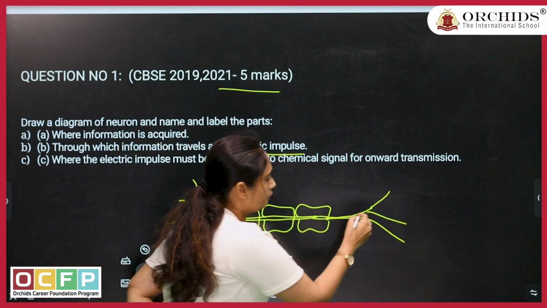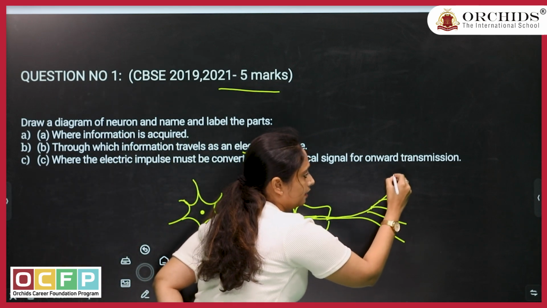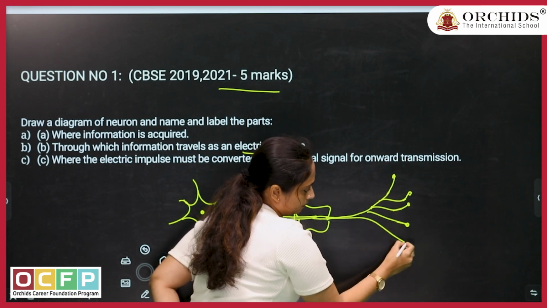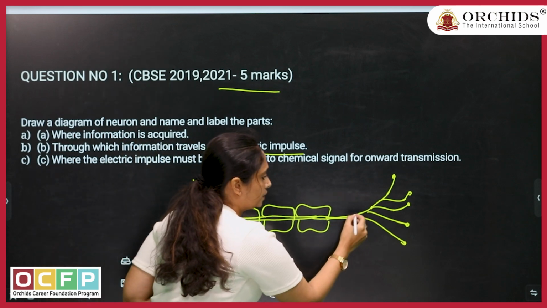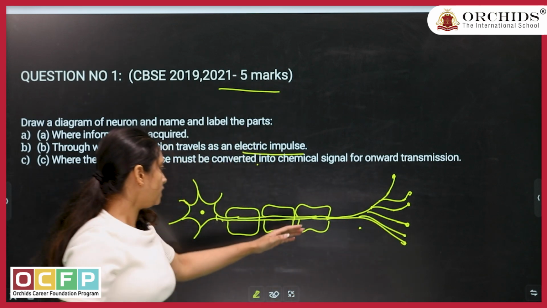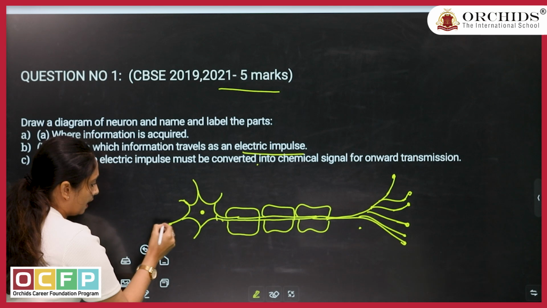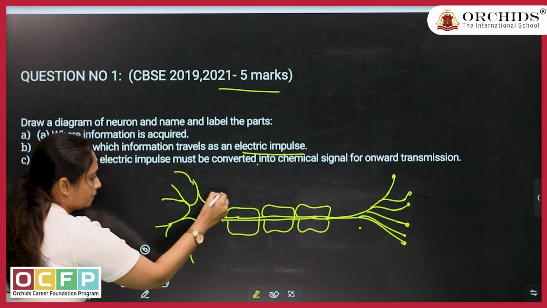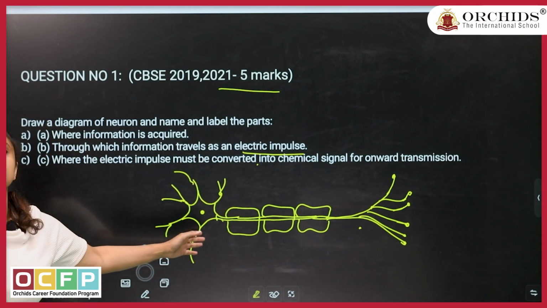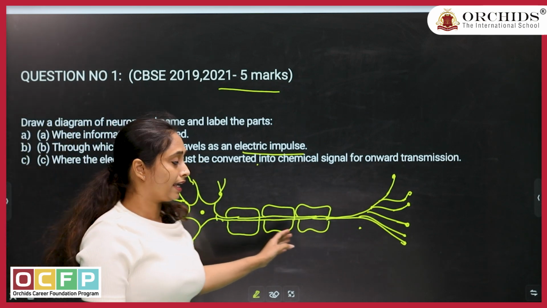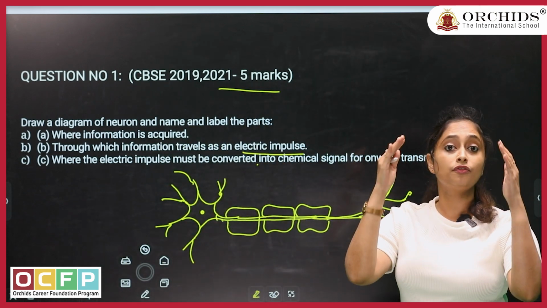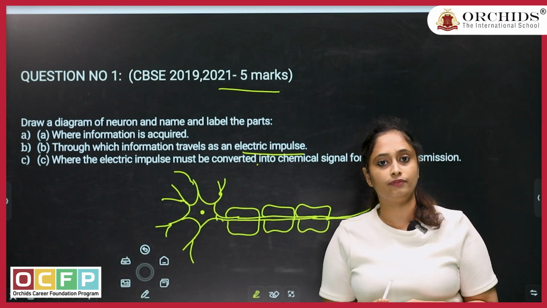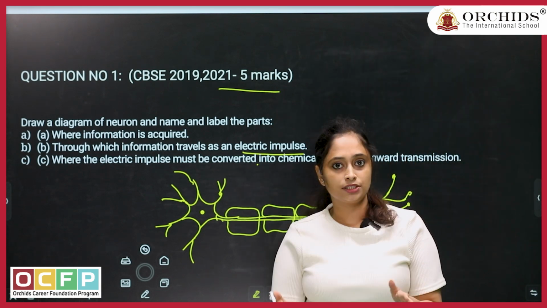Now, first, we will wind up with the diagram. The diagram will be like this. So, this is the diagram of a neuron. Here some small branches will come. Okay, so this is the structure of a neuron. Now we need to label the answers of A, B, C, that means the 3 questions. But before that, we will label all the parts, which will be better for your exam.